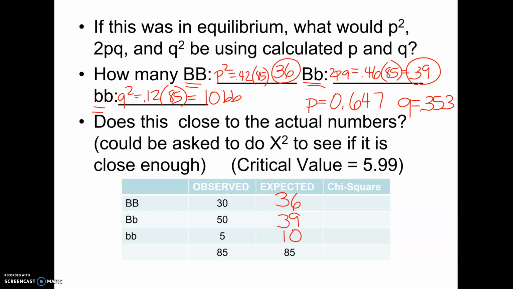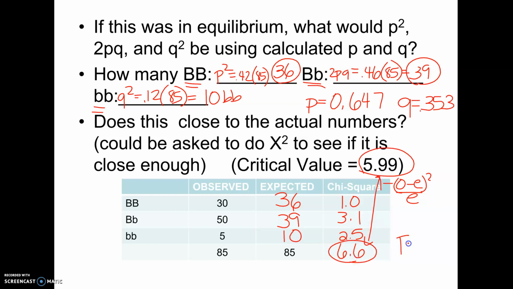Now, I know you don't have the formula sheet in front of you, but the critical value, the cutoff number for this, is going to be 5.99. So to do chi-squared, we would do observed minus expected, squared, over expected, and that would give us chi-squared. So if you actually work this out, you're going to get 1.0, 3.1, 2.5, and that gives you a chi-square of 6.6. Since our cutoff is 5.99, this would fail a chi-square test. So our final conclusion would be that this is not in Hardy-Weinberg equilibrium.